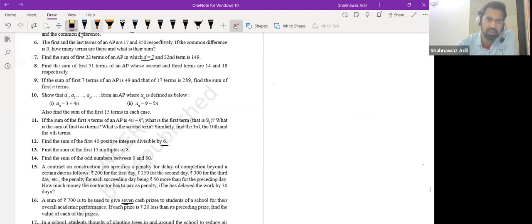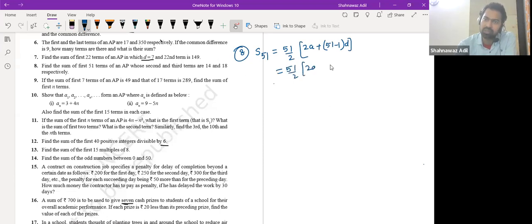Now let us move on to this eighth question. Find the sum of the first 51 terms of an AP. So we have to find out S51, right? Which means that this would be 51 by 2 and this would be 2A plus 51 minus 1 into D. So this is 51 by 2, 2A plus 50D.